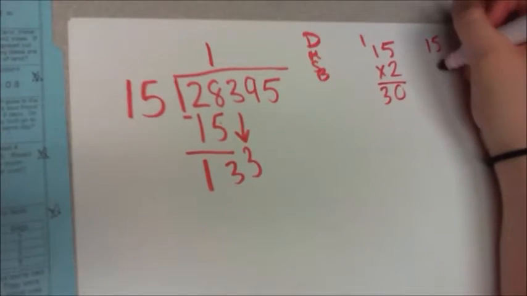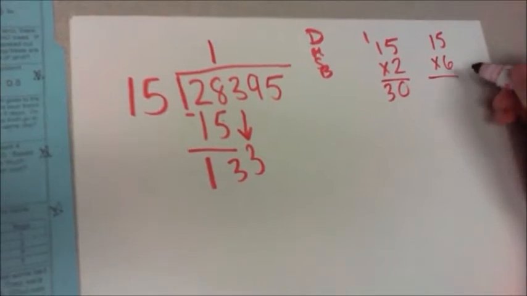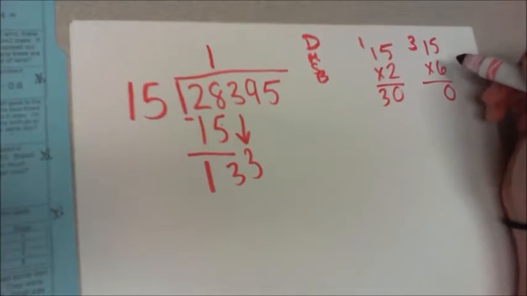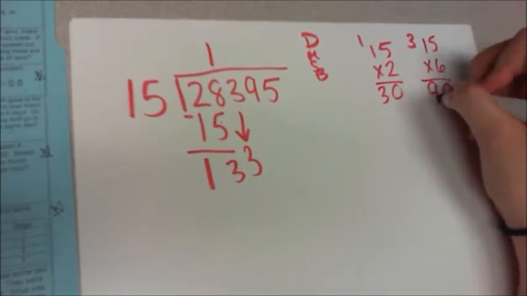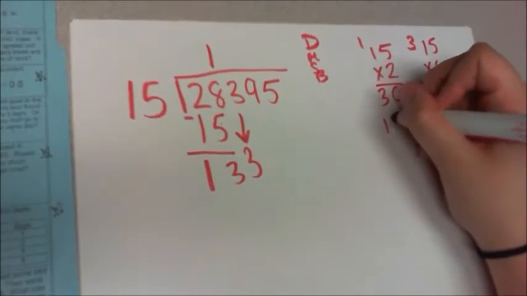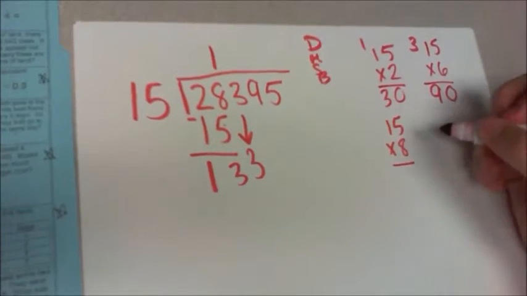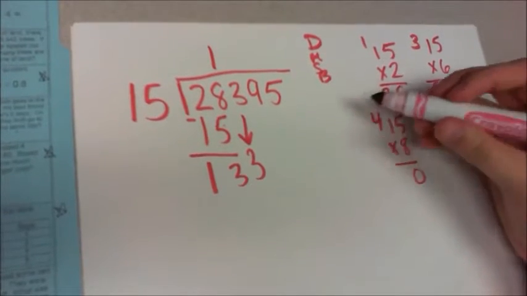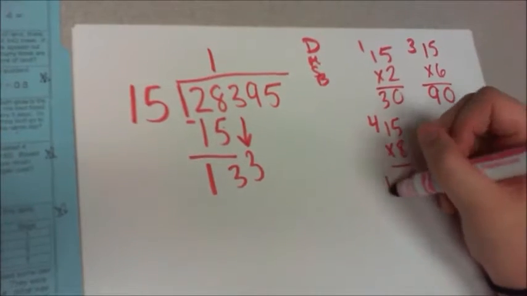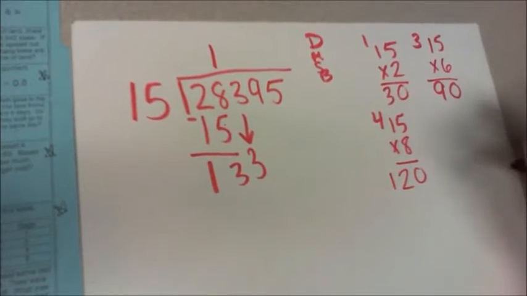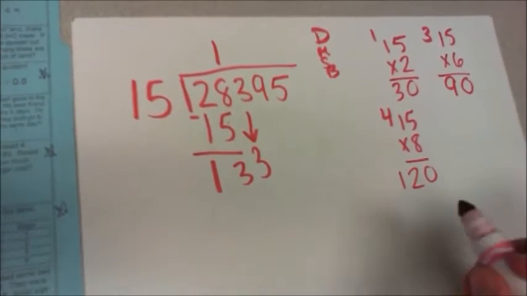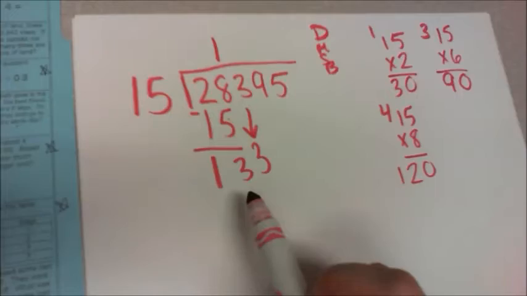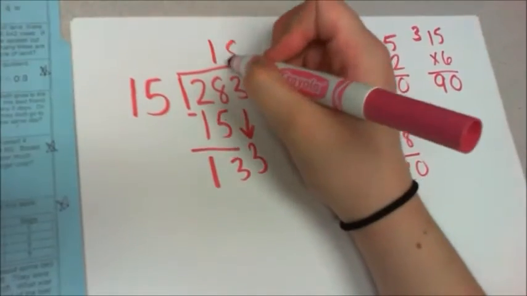Guess and check method. I'm going to try 6 and see how close I get with 6. 6 times 5 is 30. 6 times 1 is 6, plus 3 is 9, so 90. I can get closer. Let's try 8. 8 times 5 is 40. 8 times 1 is 8, plus 4 is 12, so 120. That's as close as I'm going to get. Thinking about it in my head, if I were to add 15 more to this, that would put me at 135, which is too big for this. So it goes into it 8 times.